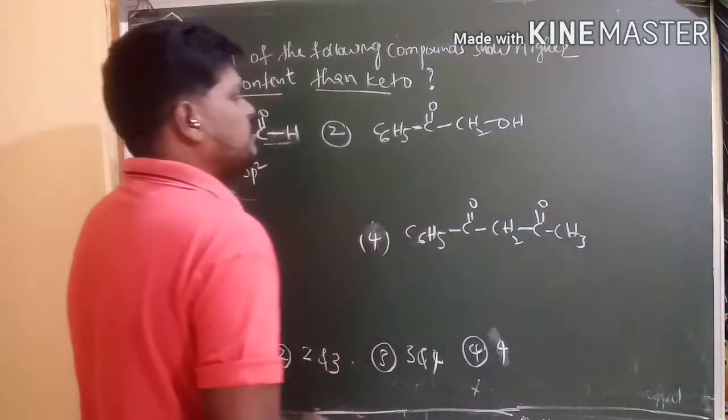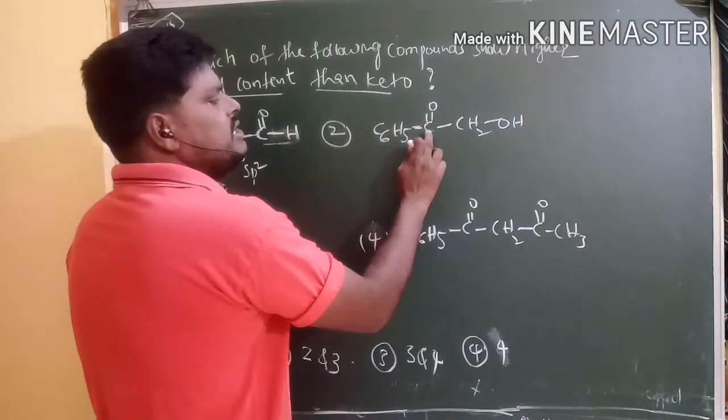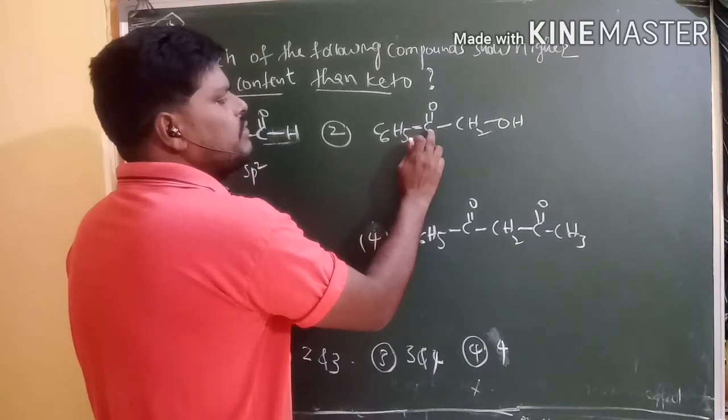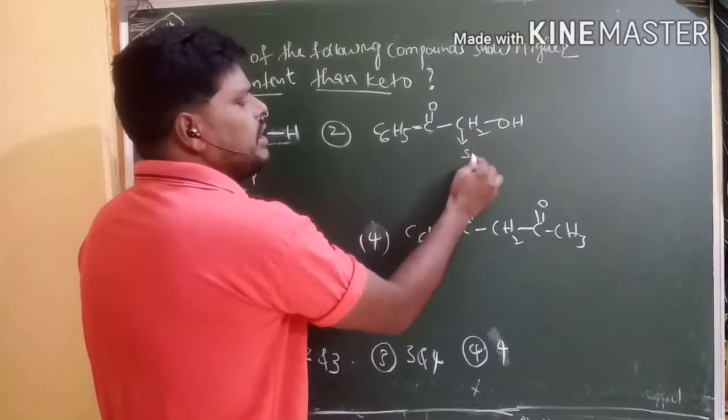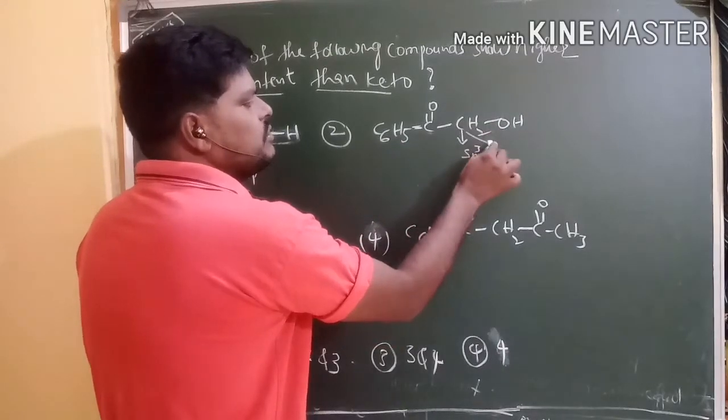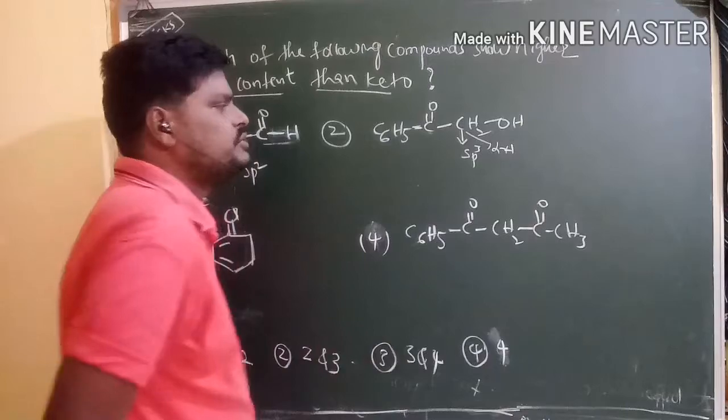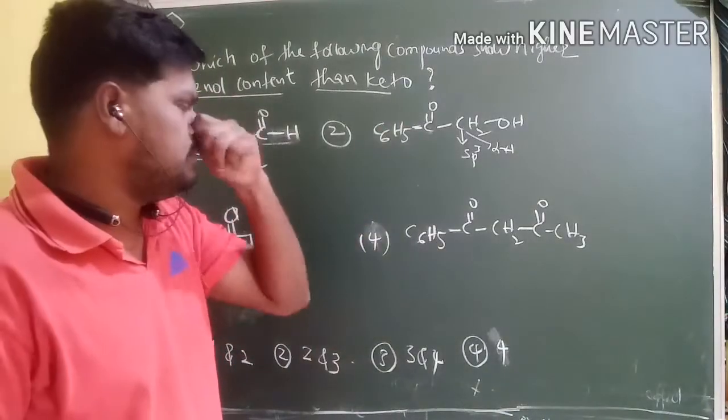And the next option. Here the C6H5 benzene ring plus the C double bond O group is attached to this carbon. Of course this carbon is a saturated sp3 carbon and also has alpha hydrogens, so it is involved in tautomerism.